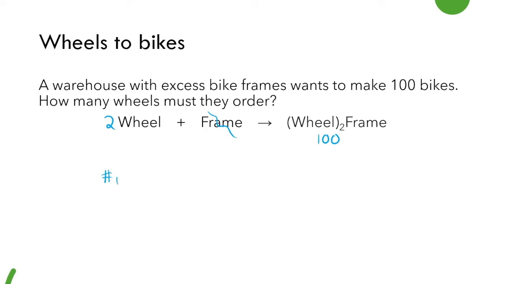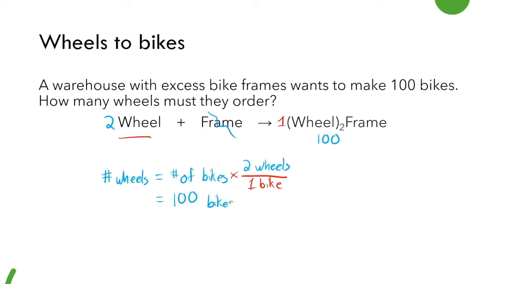We're looking for the number of wheels, and that's going to be equal to the number of bikes, and then we're going to use those stoichiometric coefficients. So times, always the thing that you care about on the top, so times 2 wheels per 1 bike. We sub in the number of bikes, that was 100. We want 100 bikes. And just like last time, the bikes cancel, and we find that we need 200 wheels.